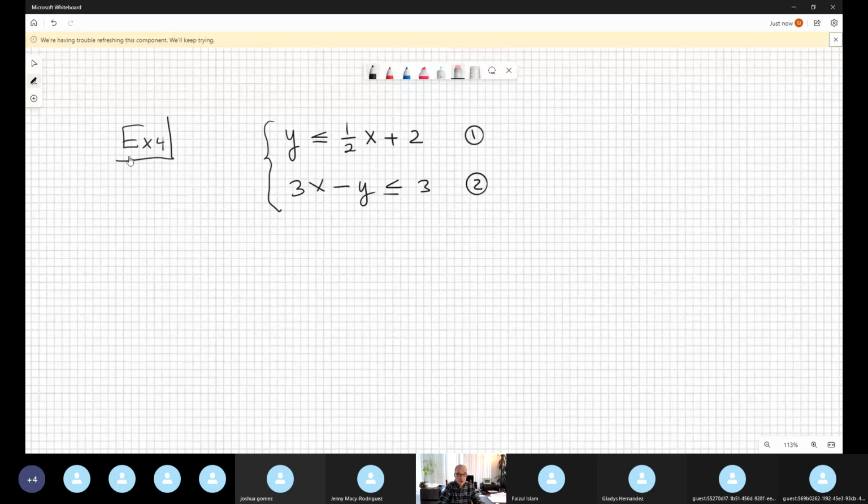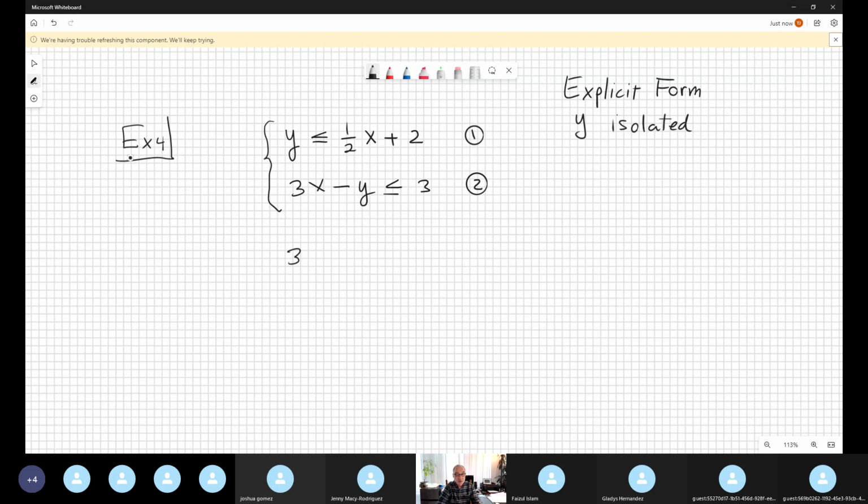So now to manipulate, I recommend you always express it in explicit form. Explicit means that you isolate the y. Y isolated. Well, the first inequality is already fine. The second, no, you need to express it in explicit form. So copy 3x minus y less than or equal to 3, then minus y less than or equal to minus 3x plus 3, divided by negative 1 on both sides.